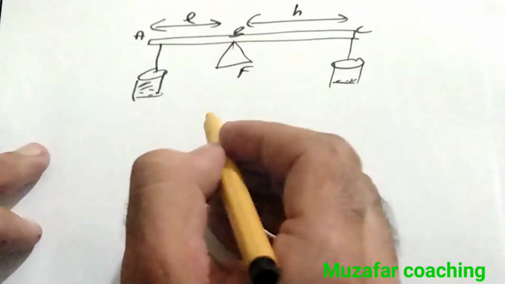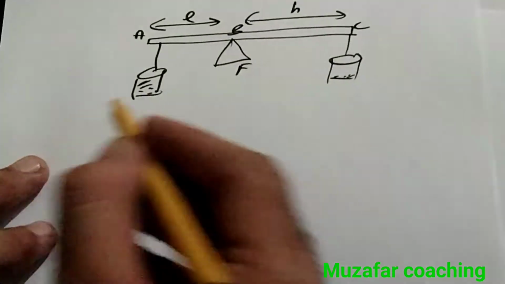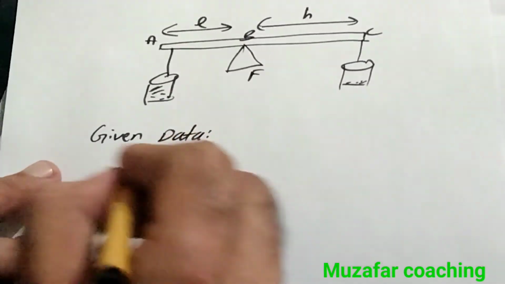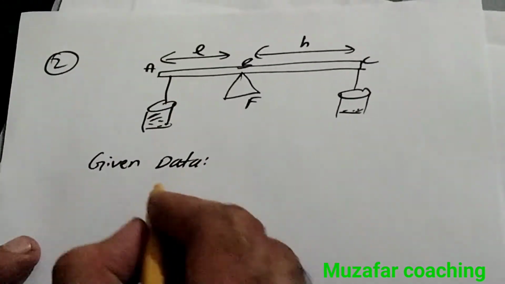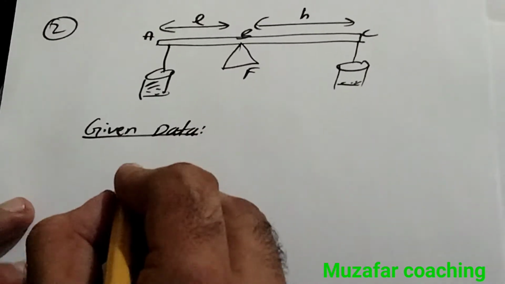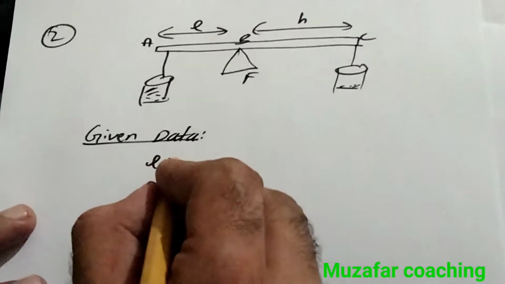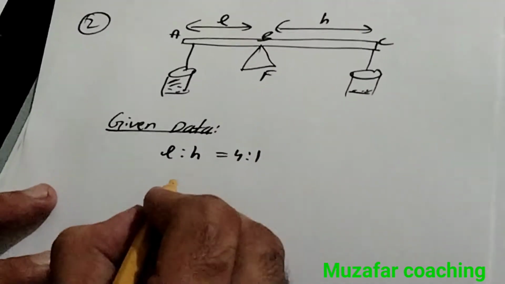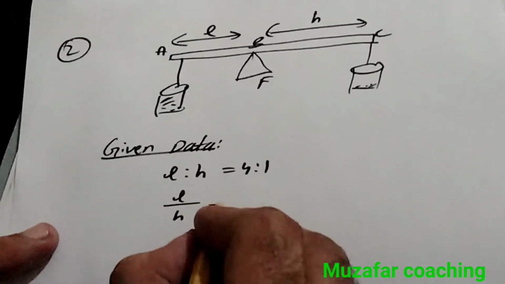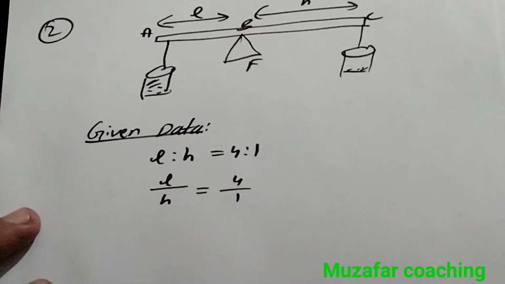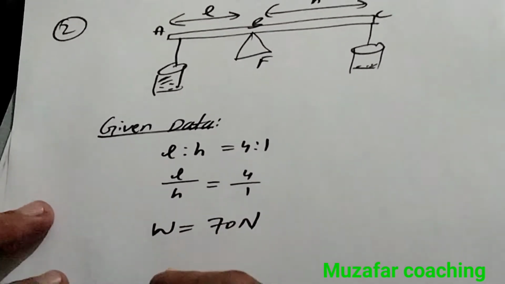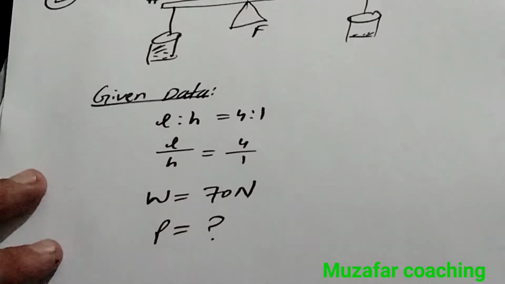So this is fulcrum. Now, what are we given? Given data, as this is numerical number 2. We are given the ratio L to H, that is 4:1, so it can also be written as L over H is equal to 4 over 1. W is given as 70 Newton, and we are supposed to find P.